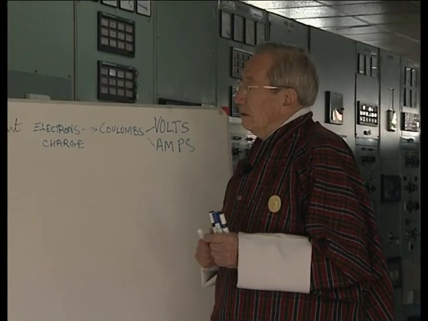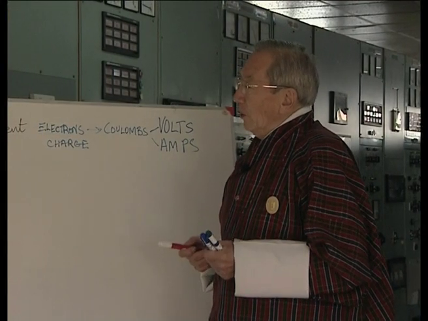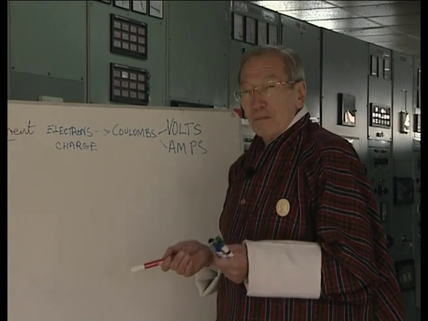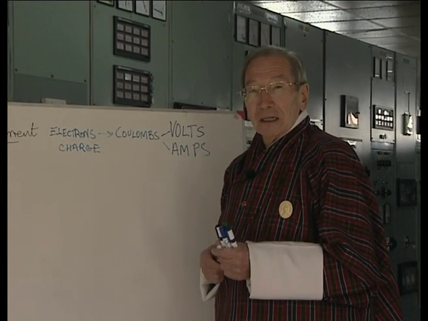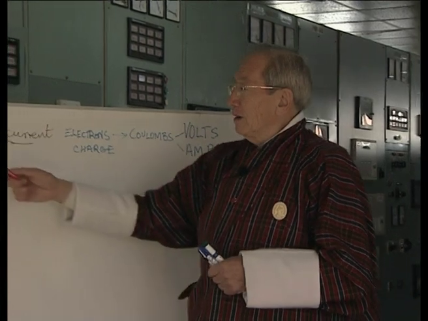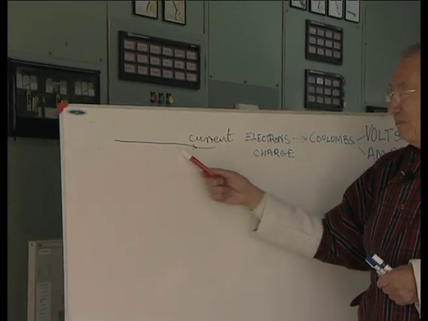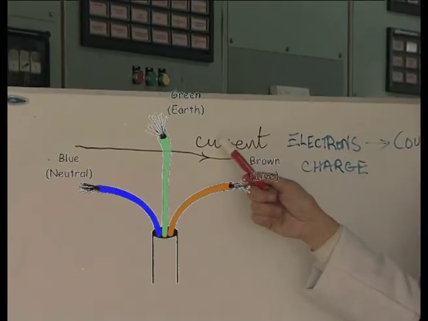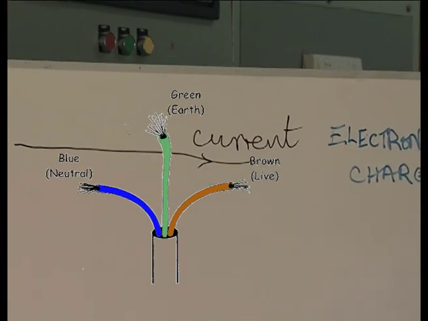I'm going to explain to you the job of this distribution centre, and for that I'll need a whiteboard. I want to talk about all these units we have for measuring electricity. I'm going to begin by drawing a wire, a simple wire, and down the wire I've got an electric current flowing.